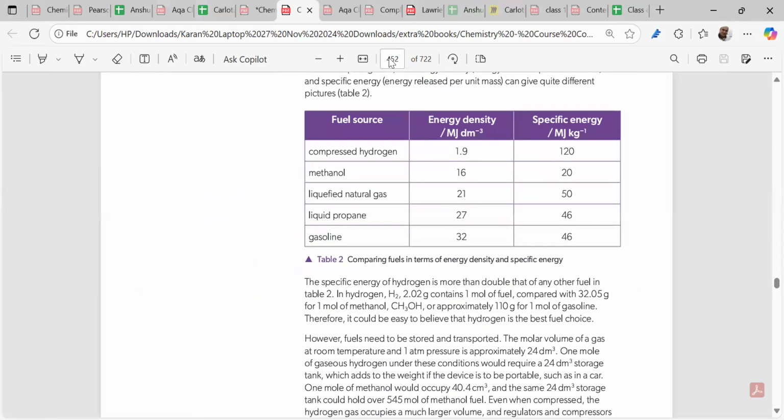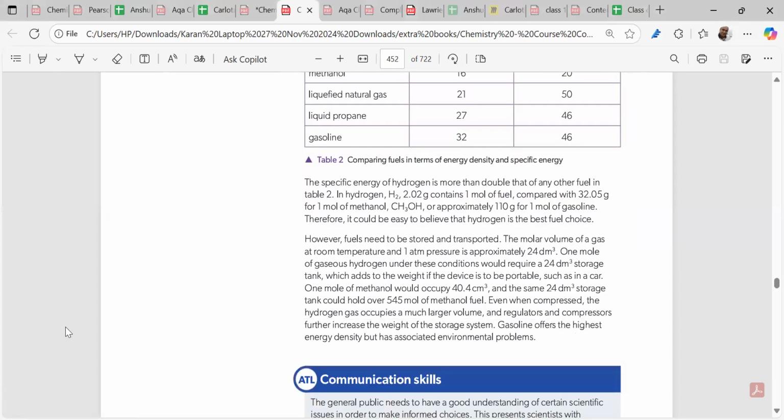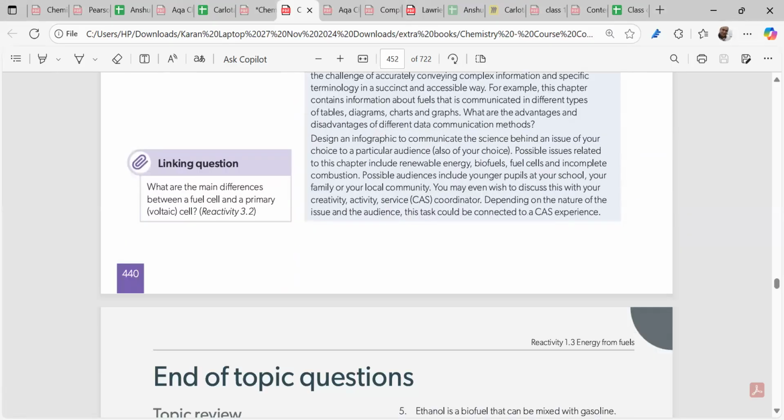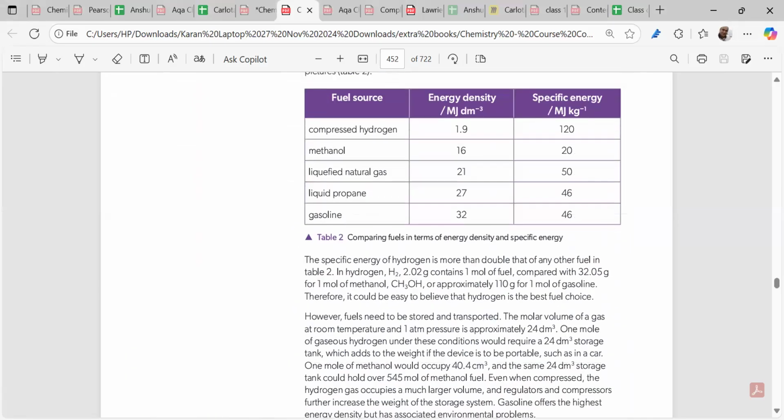This comparison is very important. See, the energy density of hydrogen is 1.9, because 2 grams is the Mr, that is 1 mole, that is 22.4 decimeter cube, right? Yes, hydrogen, when you burn, it releases a lot of energy. Specific energy is this, but the energy density is very low. So this comparison will be very important. You can get an idea about it. So this was all about the direct methanol fuel cell.